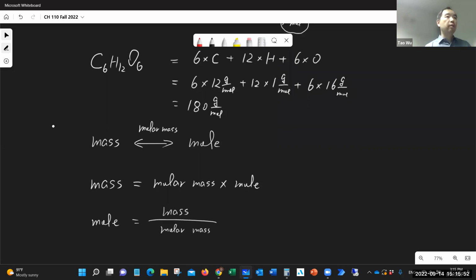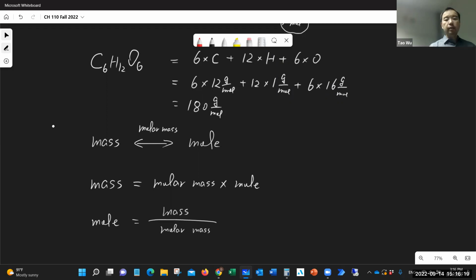Those two equations are very, very common, so I hope you're going to remember them. Once you know the mole, generally you know the mass. Once you know the mass, generally you know the mole. Those are interchangeable, but through the molar mass. Very, very common.